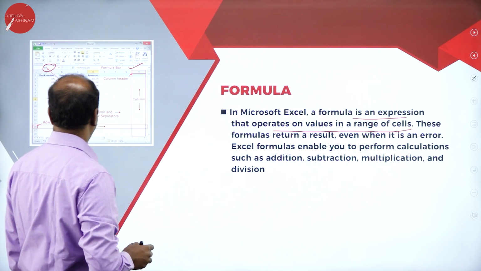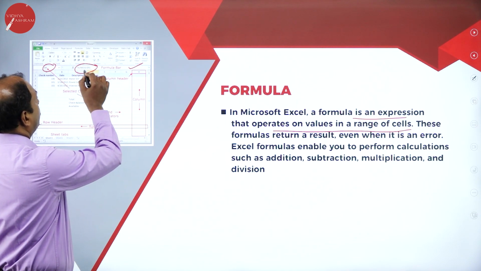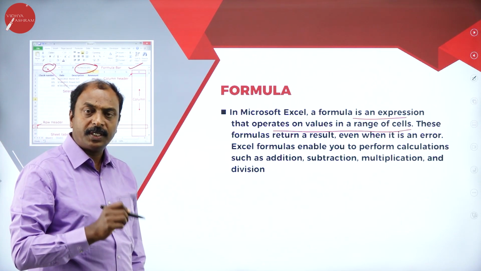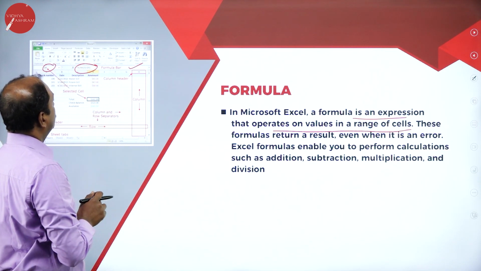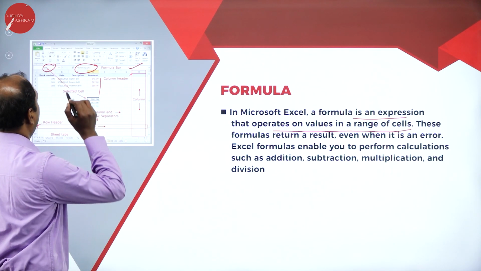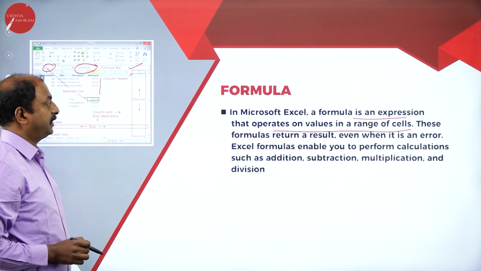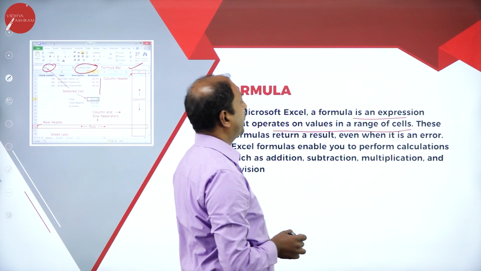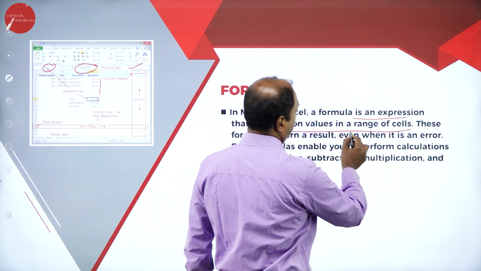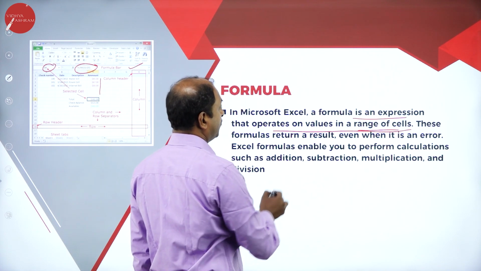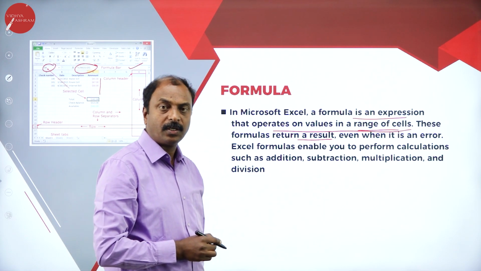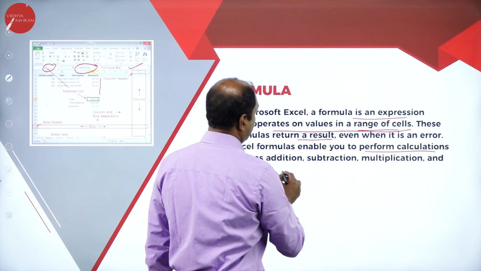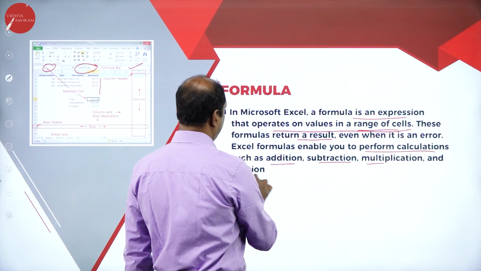If you look at the example here, it is given as equal to SUM(D2:D5). D2 colon D5 means it is a range of cells. So it is going to add D2 to D5, the values in that particular range. A formula is an expression applied to a range of cells, and these formulas return a result or a value, and each formula enables us to perform calculations: addition, subtraction, multiplication and division.